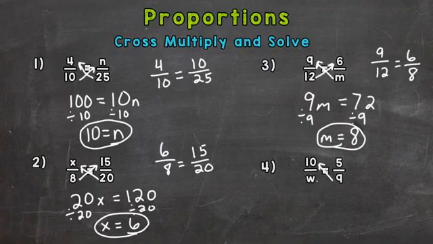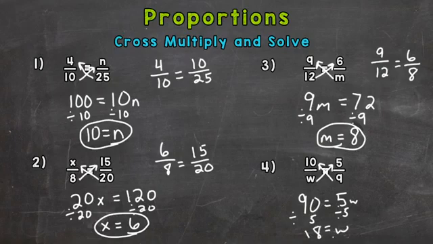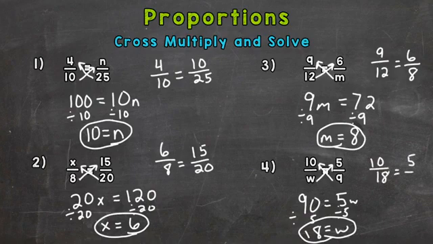And lastly, number 4, 10 over w equals 5/9. So draw out our cross multiplication. 9 times 10 is 90, and that equals 5 times w, or 5w. So we wrap up the problem. We need to isolate the w, divide both sides by 5, and we get w equals 18. So 10/18 equals 5/9.